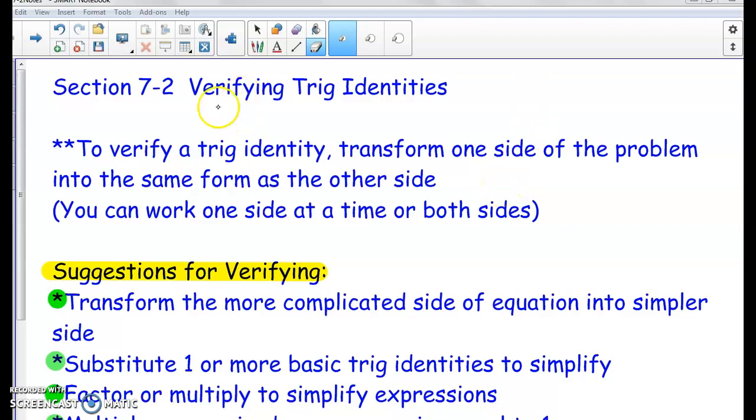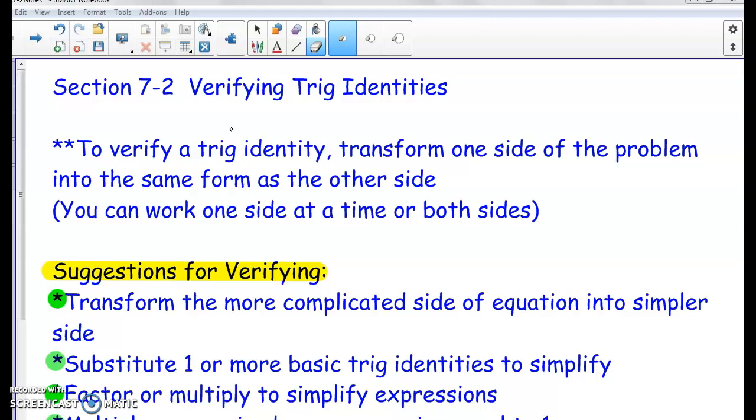To back up for a second, the difference in this section from the last section: you were simplifying trig expressions and trying to get used to the reference sheet, and it was an expression, so there was no equal sign, and you're just trying to get it down to the simplest terms you could. In this section, it's verification. So basically there will be an equal sign in every single problem, and you're trying to verify, is it a true trig identity or not? So basically you're trying to transform it into the same thing on each side.